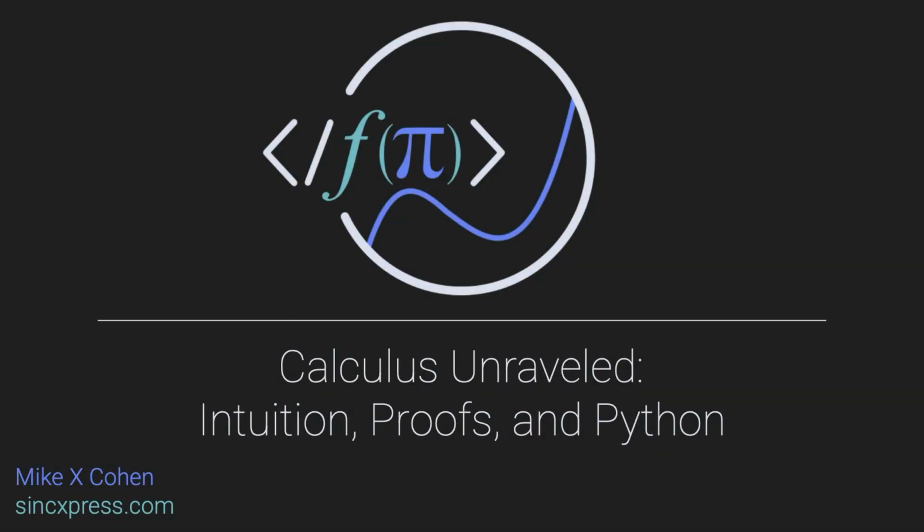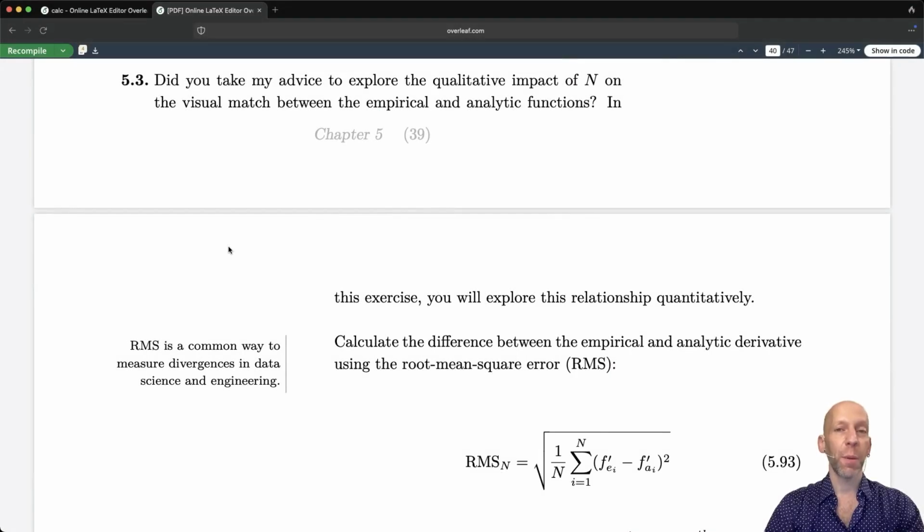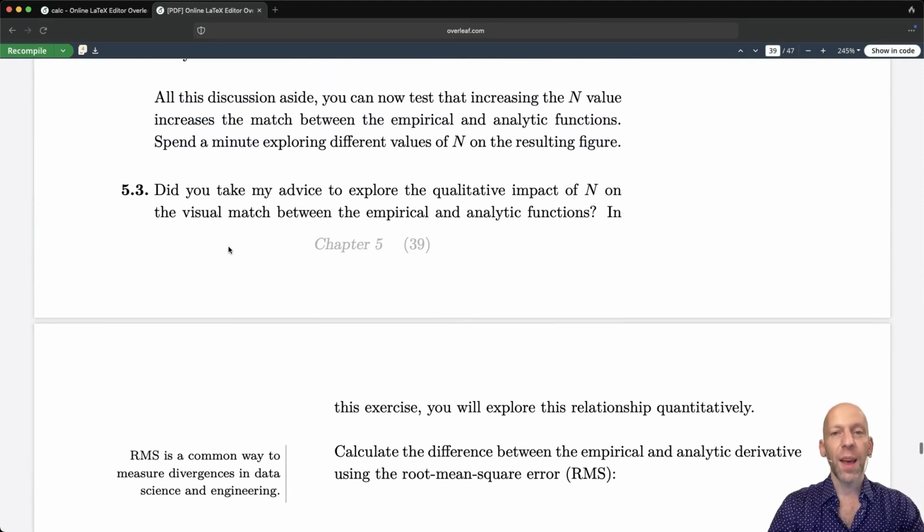Exercise 3 of chapter 5 follows directly from exercise 2, so make sure you have solved exercise 2 before working through this one. You will remember that at the end of the previous exercise, I encouraged you to play around with the number of points parameter. And what we observed there is that the larger n, so the more points we have to evaluate the function, the closer the match, at least visually, between the empirical and the analytic derivatives.